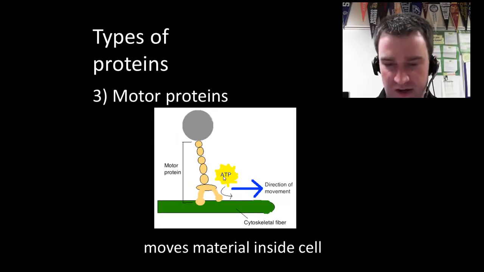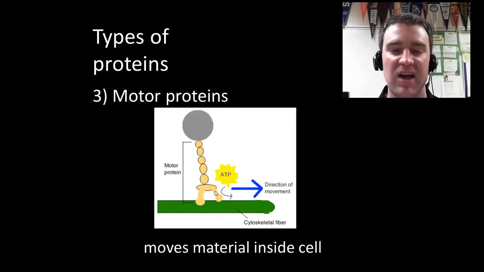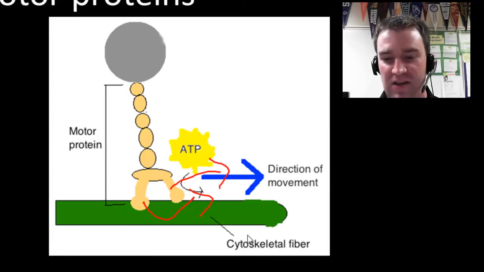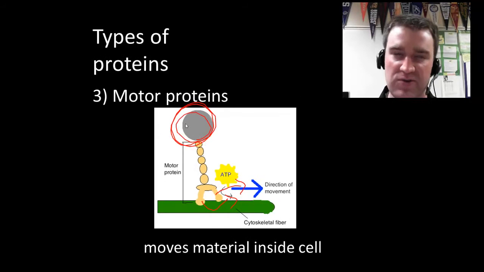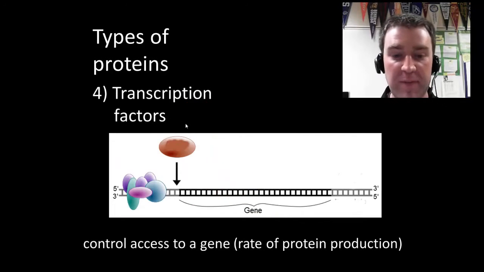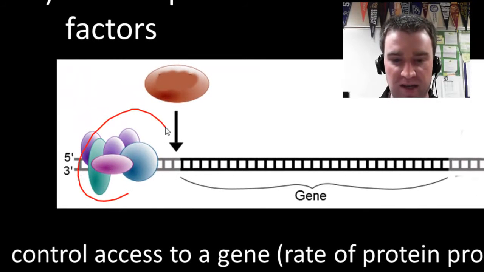Motor proteins are another type of protein that we're going to see later, and they essentially transport materials as well, but they carry them just inside of a cell from one place to another. Motor proteins effectively have little legs that kind of walk along this cytoskeletal fiber, and they're carrying something of value, say, from one organelle to another. A fourth type of protein is the transcription factor. They're all shown right here.